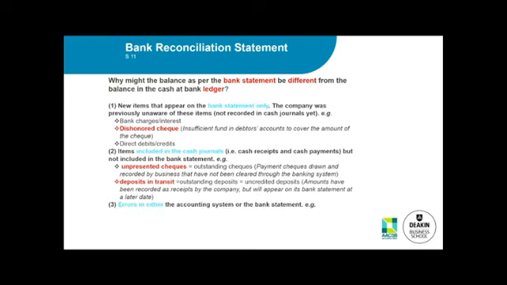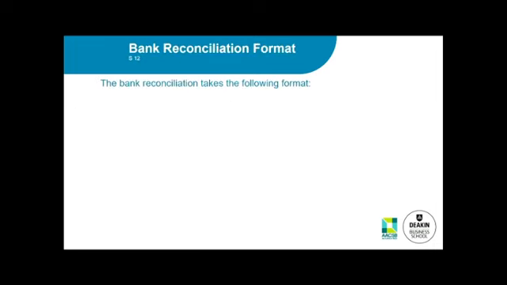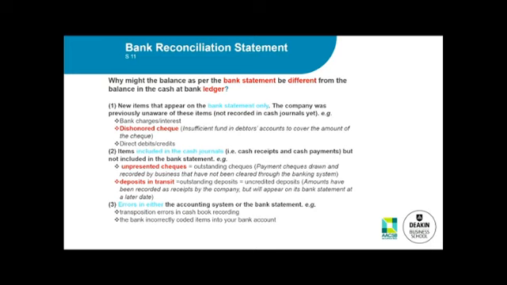Or there could be errors in either the accounting system or the bank system. Transposition errors in the cash book recording, or the bank incorrectly coded items into your bank account. That's also a possibility. So do you have any questions so far?